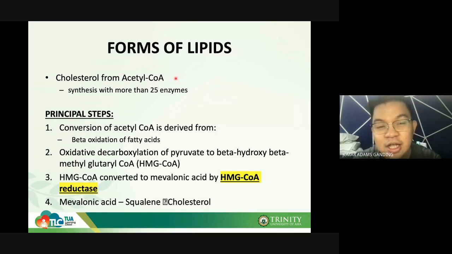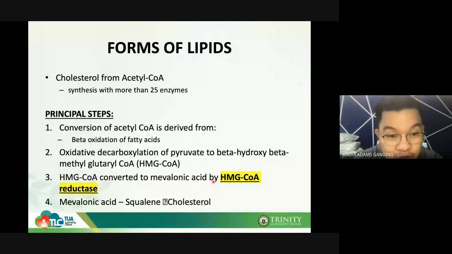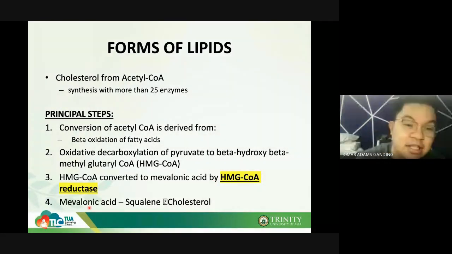From your acetyl-CoA, your fatty acid would undergo beta oxidation, forming your acetyl-CoA, and your acetyl-CoA will undergo oxidative decarboxylation of pyruvate, forming now your HMG-CoA. Your HMG-CoA will also undergo further oxidative decarboxylation. Pare-parehas lang ng process. Forming now your mevalonic acid, and then your squalene, and then eventually your cholesterol.